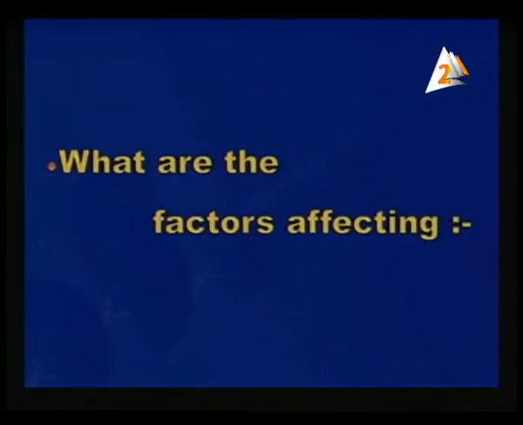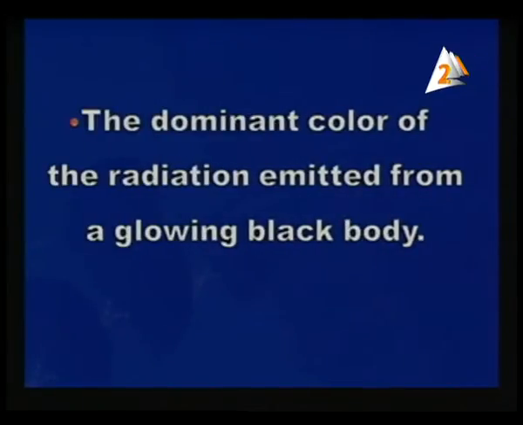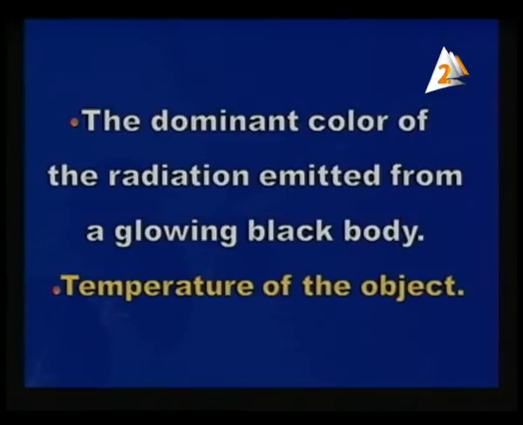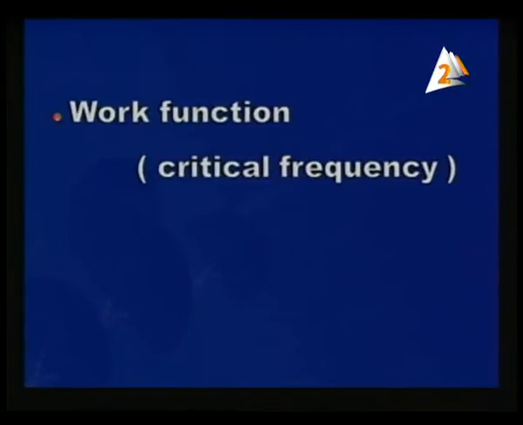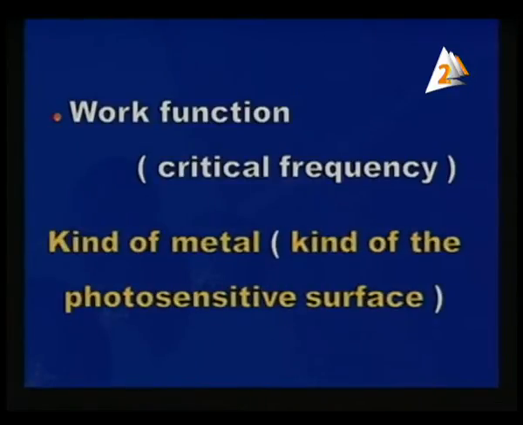And now another type of questions. What are the factors affecting the dominant color of the radiation emitted from a glowing black body? Of course, it is the temperature of the black body, temperature of the object. Factors affecting work function or the critical frequency, of course, it is the kind of metal, kind of photosensitive source.